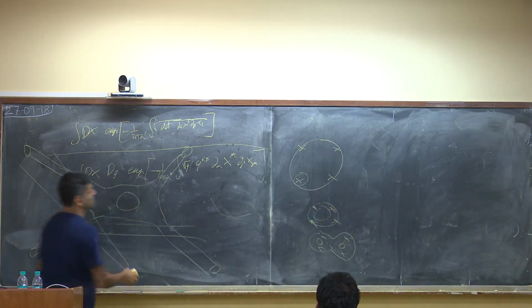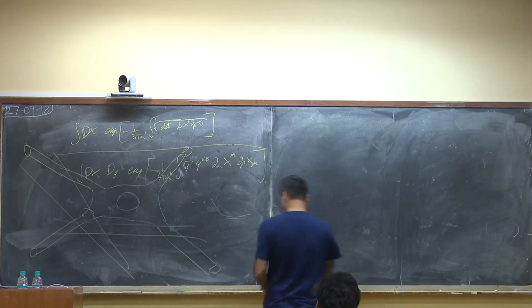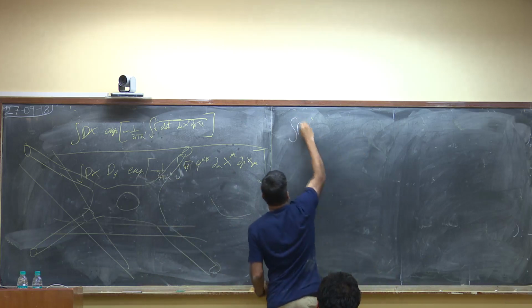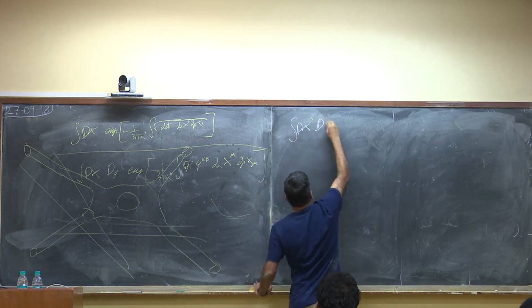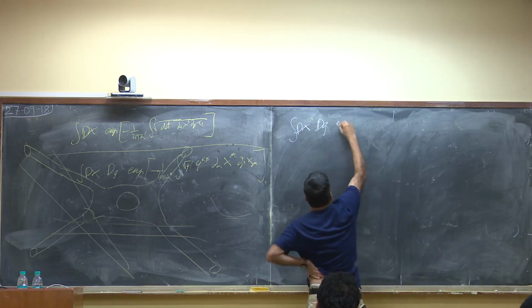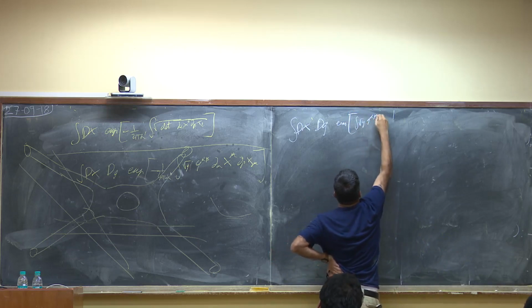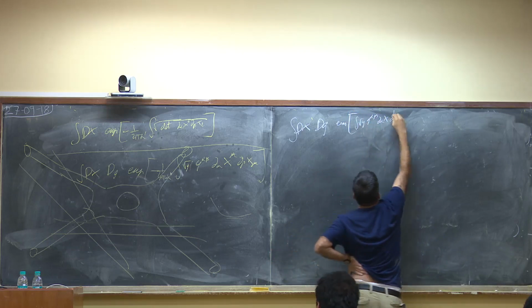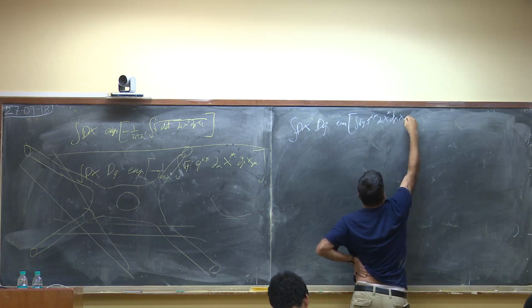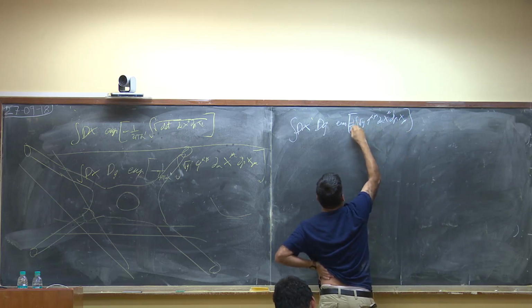Fine. So we'll rewrite the path integral we want to compute. We want dX, dg, okay, exponential of the integral of square root g, g alpha beta, del alpha X mu del beta X mu, minus 1 by 4 pi alpha prime.